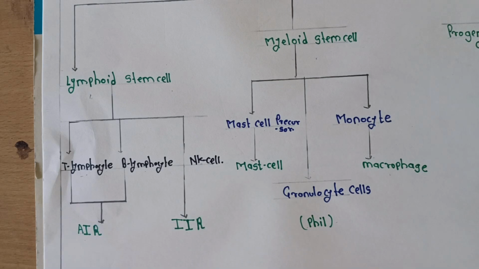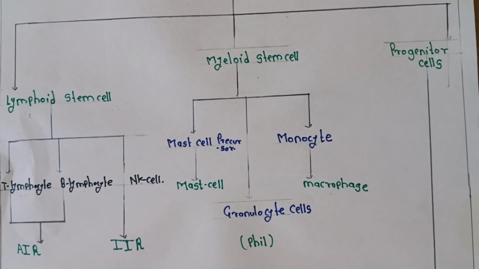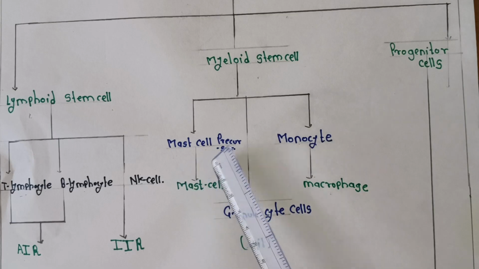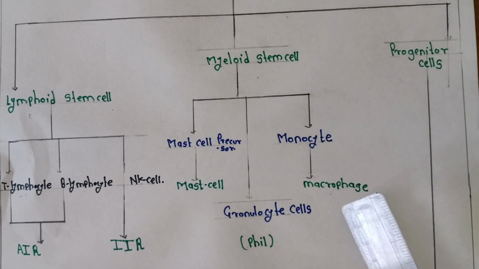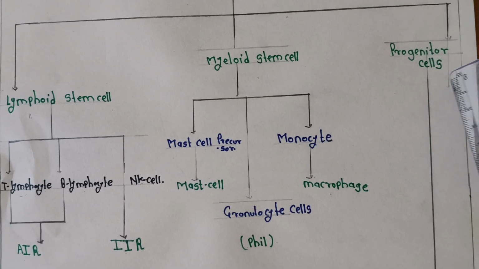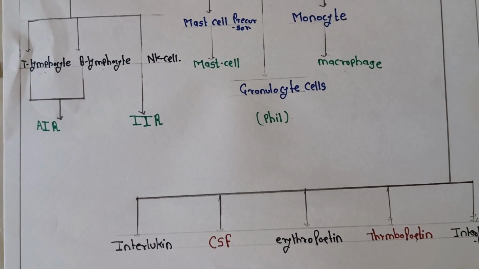So now there is a myeloid stem cell which is responsible for the generation of a precursor cell for the mast cell, granulocyte cell for the cells like the neutrophil, basophil, and eosinophil, and the monocytes for the macrophages. And there is a progenitor cell which acts as a precursor for the interleukin, colony stimulating factor CSF, erythropoietin, thrombopoietin, and again the interleukin.